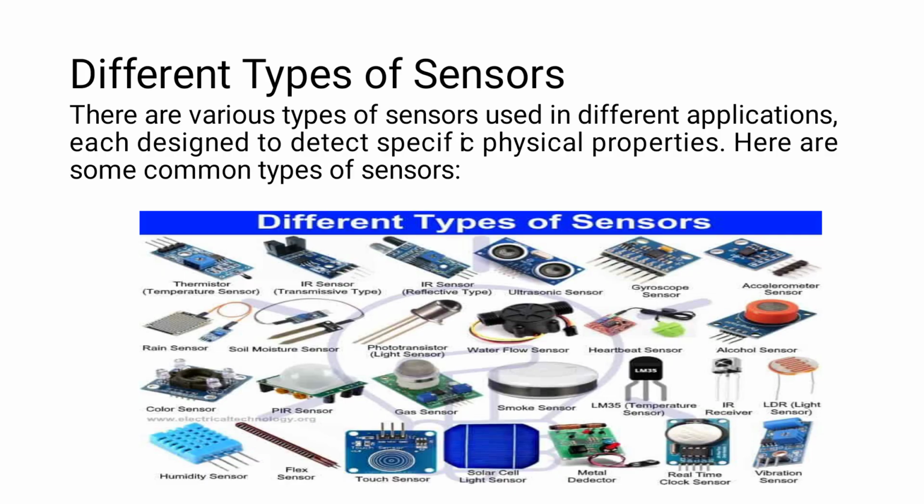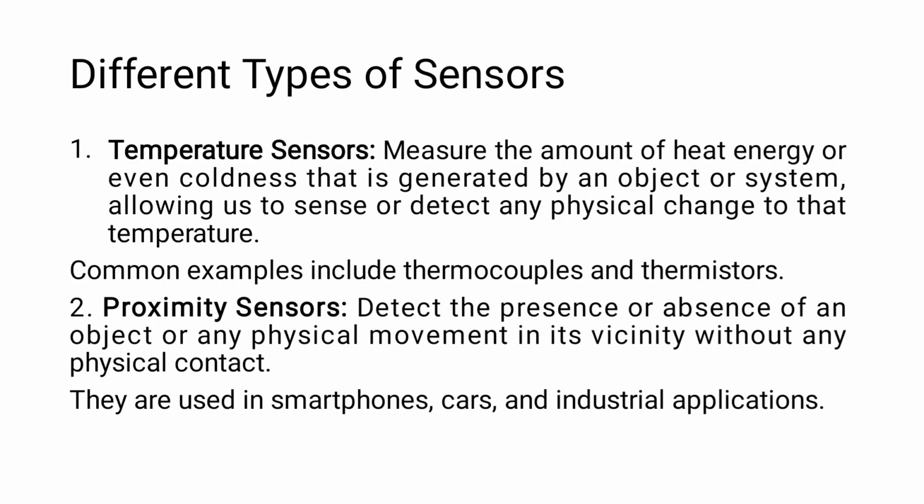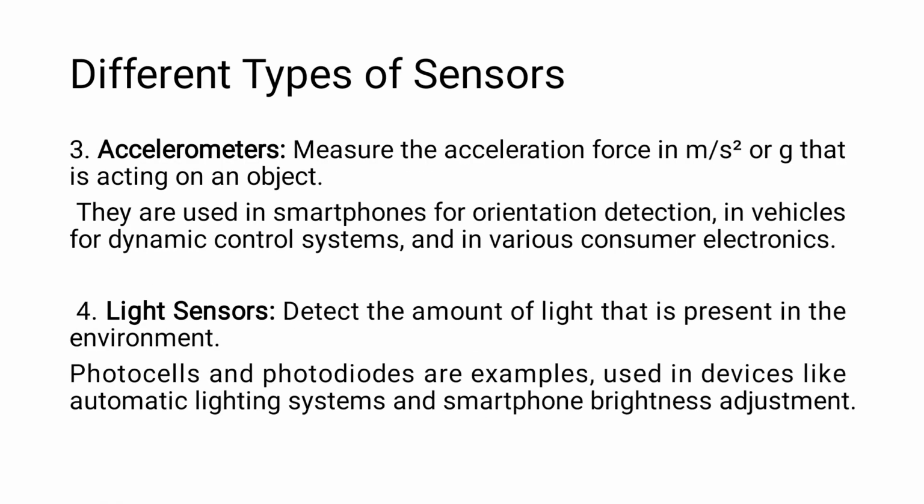There are some common sensors. Temperature sensors measure the amount of heat energy or even coldness that is generated by an object or system, allowing us to sense or detect any physical changes to their temperature. Common examples are thermocouple and thermistor. Proximity sensors detect the presence or absence of an object or any physical movement in the vicinity without any physical contact. They are used in smartphones, cars and industrial applications.